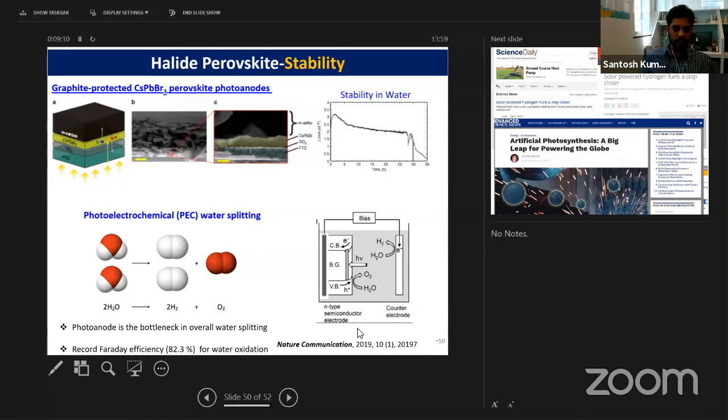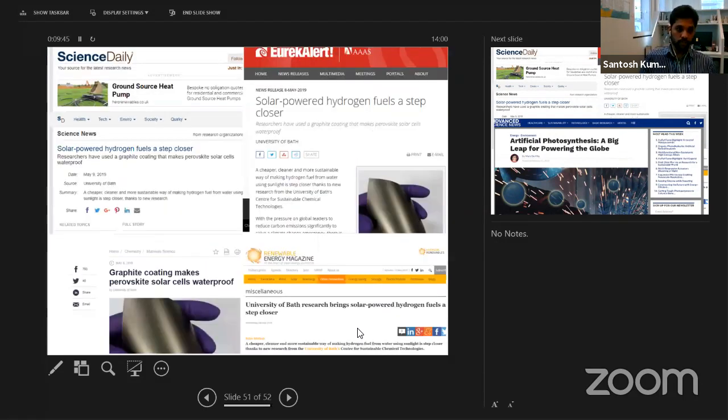It doesn't happen as easily as the reduction, that is proton to hydrogen. So that's why we use it as an anode to oxidize water, whereas on the cathode you produce the hydrogen, so you can split the water into hydrogen and oxygen. And the Faradaic efficiency, that is the efficiency, theoretical versus experimental, is very high. So that's great. So we've been working on scaling up this process.